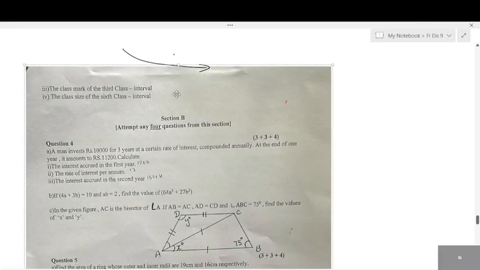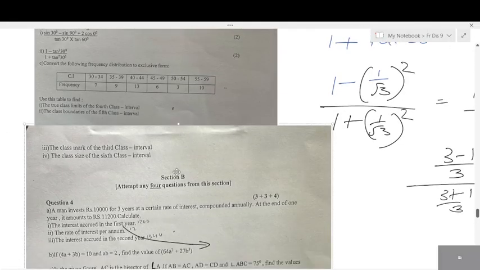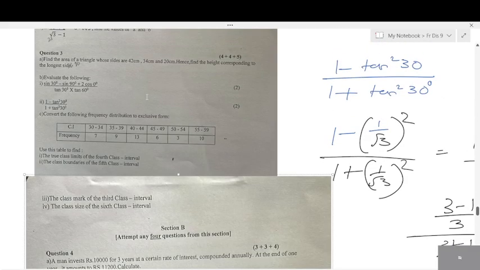Will you all try these two questions now for homework? Can you see these two? Convert the following distribution to which one? Exclusive. Can you see the same question? True limit, class boundary, class mark, class size. It's almost the same type, right? How many marks is this for? How many marks have they asked? Look here. The same question. How many marks? Yeah, they've given it for 5 marks. Such a simple question for 5 marks.